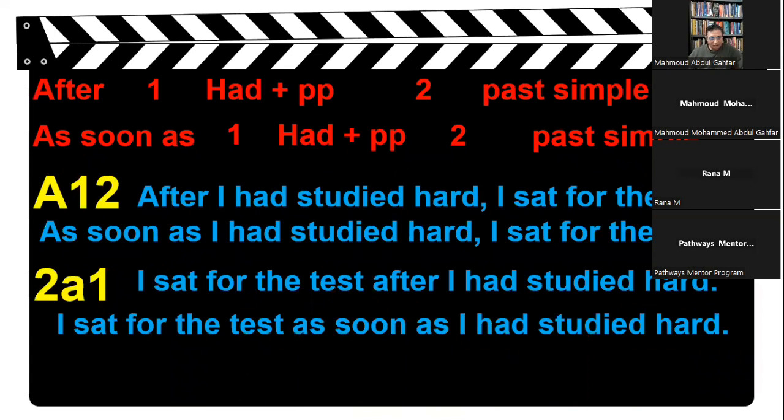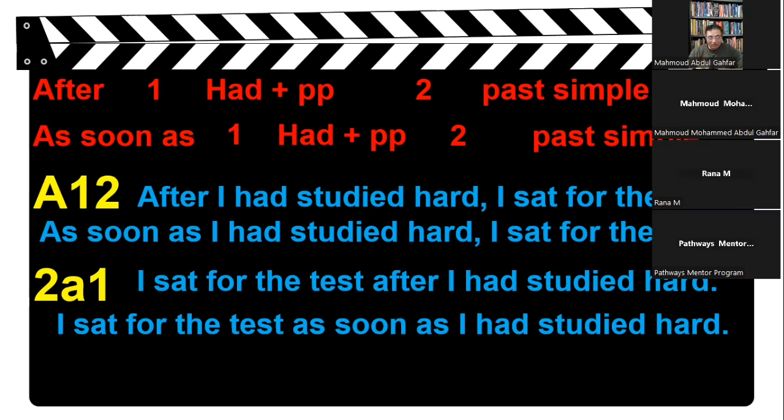Here, after and as soon as are followed by the first action, which is had plus the past participle, and the second action is a past simple. So had plus the past participle is the first action. We give it number one. And the second action, which is the past simple, takes number two. It is the same rule for as soon as. As soon as is followed by the first action, which is had plus the past participle of the verb, which takes number one, and the past simple takes number two.